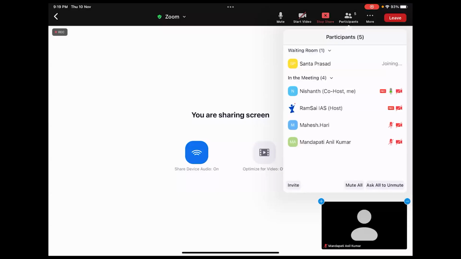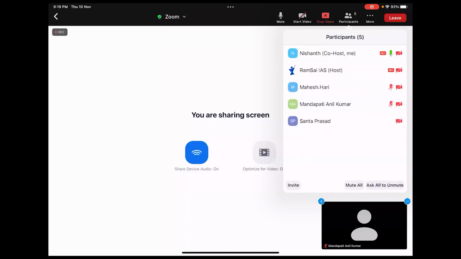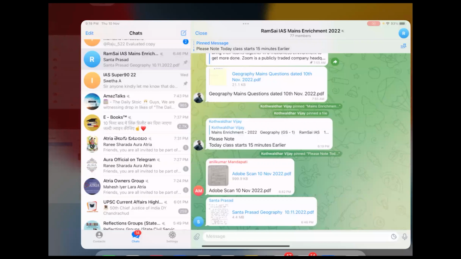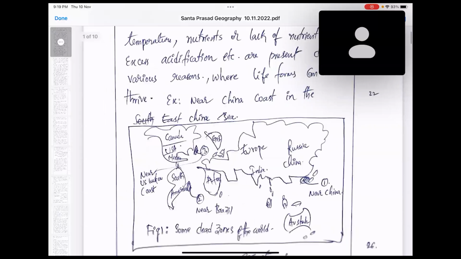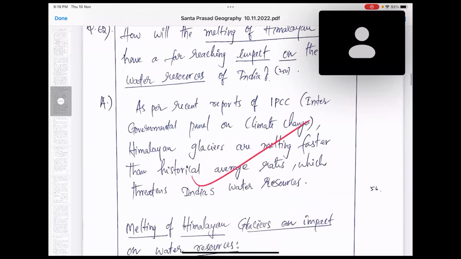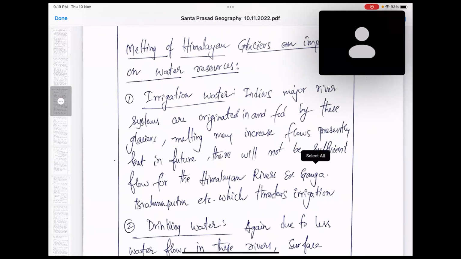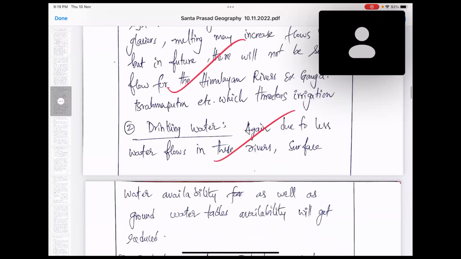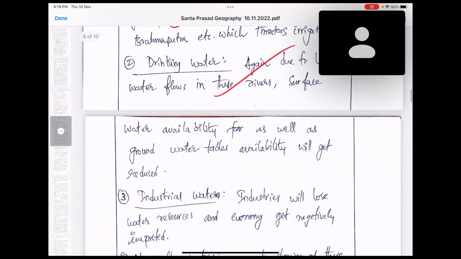Shanta Prasad left the meeting. Huh? Shanta Prasad, I was trying to evaluate your answer. Are you there, Shanta Prasad? Yes, sir. You've seen the answer which we have written? Yes, sir. In between disconnected.